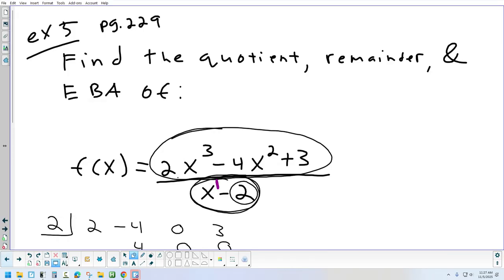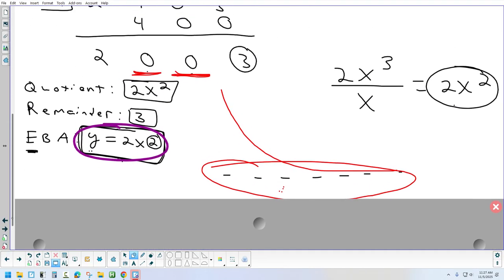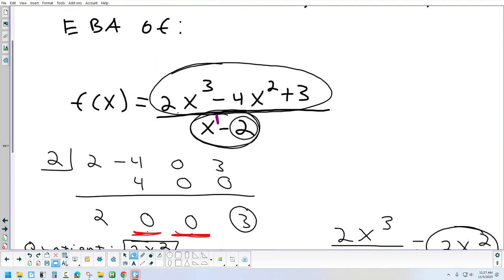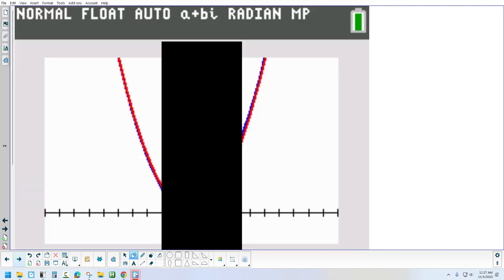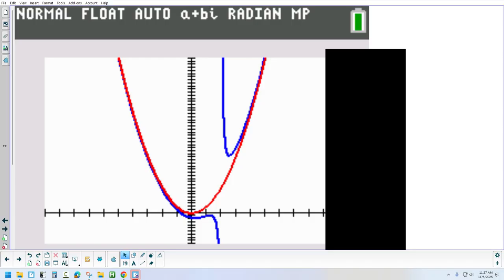And the formula is a much simpler thing to analyze than the original problem. What the EBA doesn't do is tell you what it looks like in the middle. And you can see in the middle, the red and the blue one don't look the same at all. But that's not what the EBA does. So the EBA shows you what the ends of the graph are going to look like.